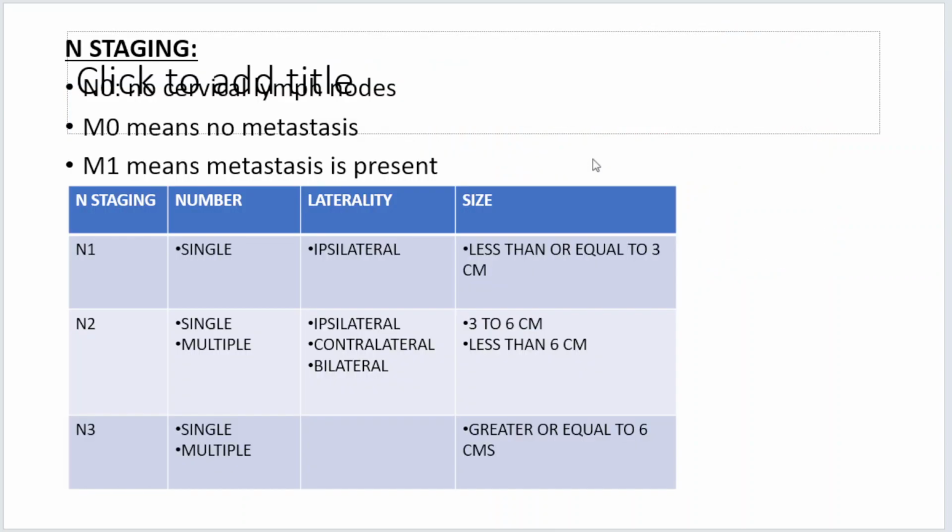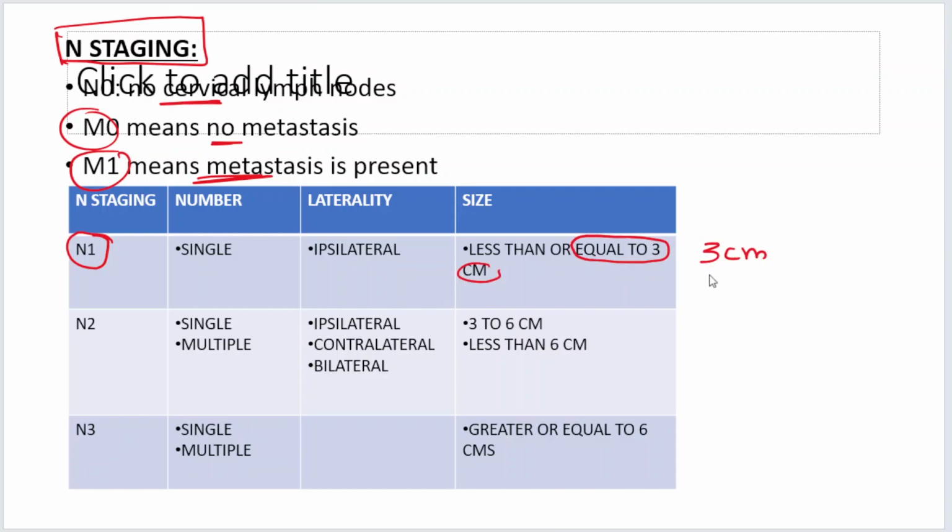Okay. Now, coming to N staging. N staging means neck nodes, right? N0 means there is no cervical metastasis. M stands for distant metastasis. M0 means no metastasis. M1 means metastasis is present. Now, N1. This N staging, you just remember this number, 3 centimeter, less than or equal to 3 centimeter. If you can remember 3 centimeter, then you will mostly come to understand the various parts of N1, N2, N3.